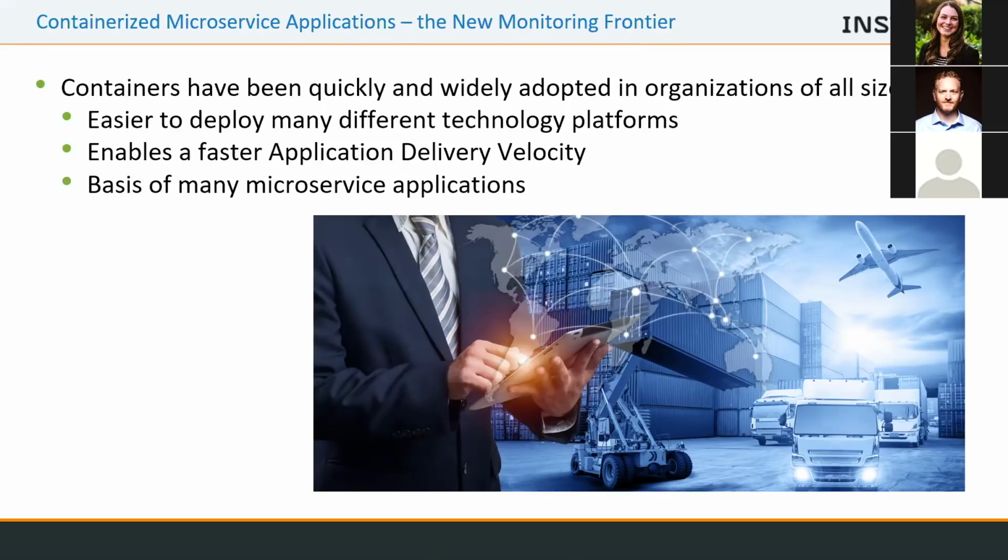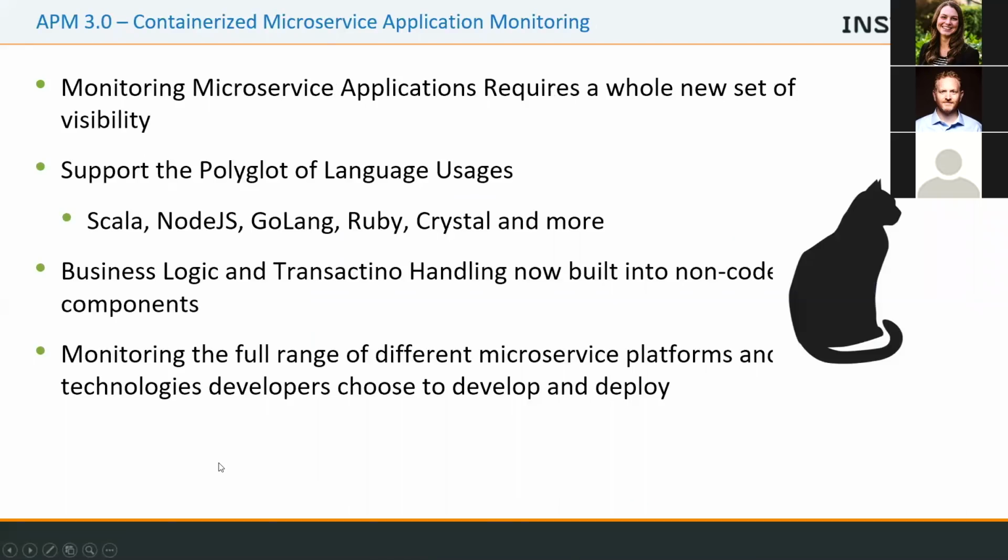So they are the basis of many microservice applications. And as I said, it's been an extremely fast adoption cycle as far as how large companies and small companies are deploying production level containerized applications. So with most switches and platforms, the monitoring tools have to switch as well. And I will tell you that monitoring microservice applications requires a whole new set of visibility.